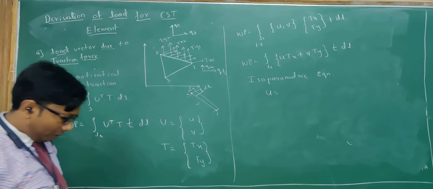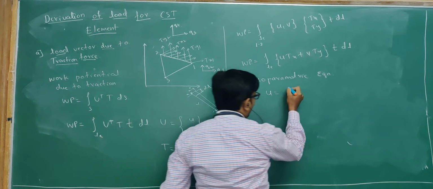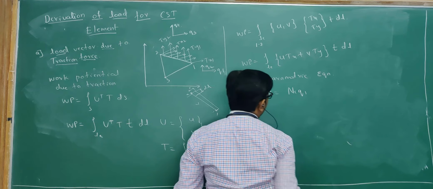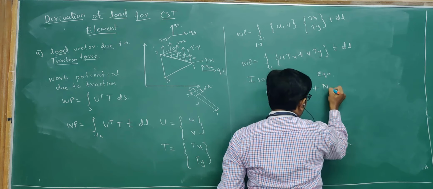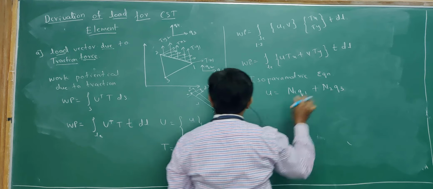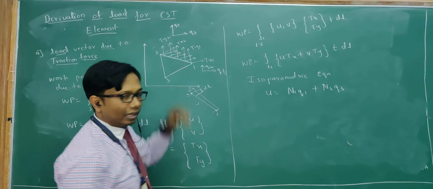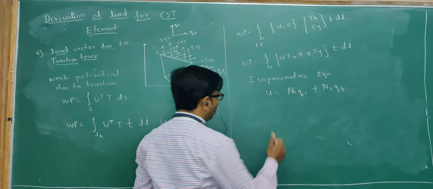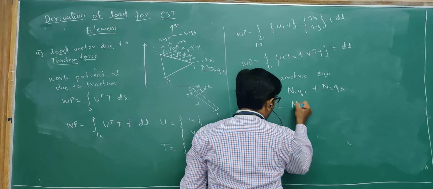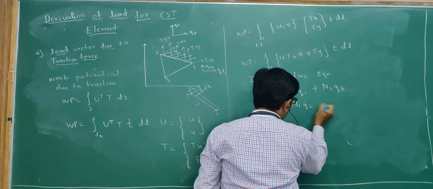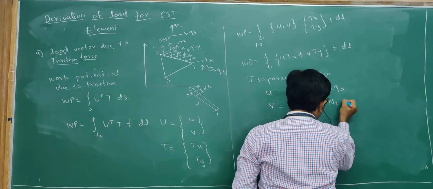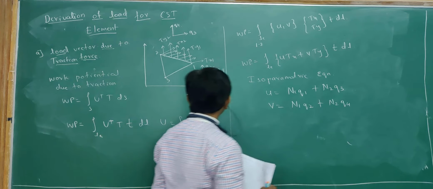So what will we be writing? We will be writing u equal to n1 q1 plus n2 q3, because only the x parameters we are taking here. Next comes v, which is equal to n1 q2 plus n2 q4. So these are the y parameters.